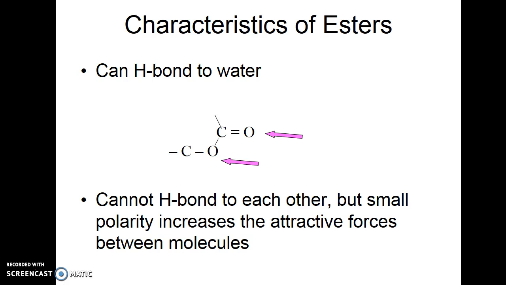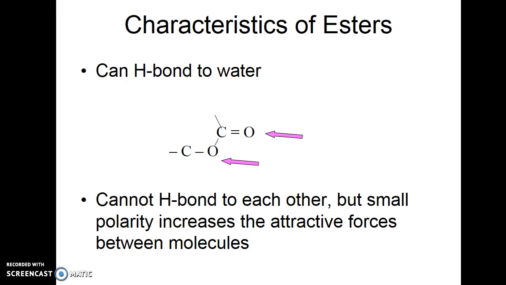Esters are stable to water, so they have some water solubility. They won't react with it. They can hydrogen bond to water. Ethyl acetate has some water solubility, not a huge amount. It's enough that you can get a tiny amount to go in, but we consider it to be non-water soluble as a solvent because it's only a small amount that goes in.